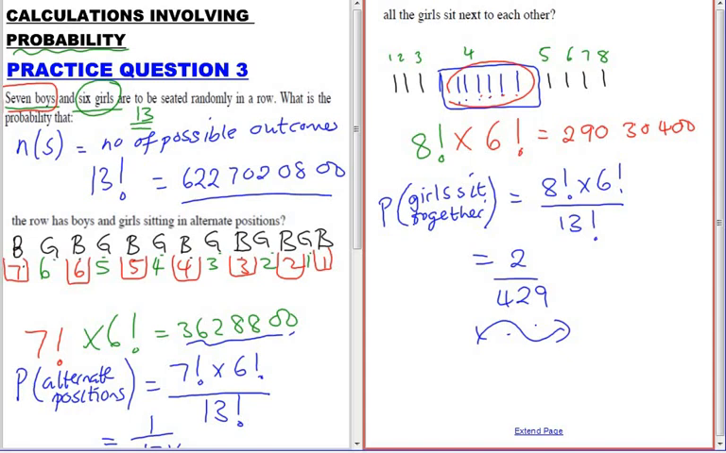So please, people, this is when we're doing arrangements of objects in a row, you should know how to do this one as well.